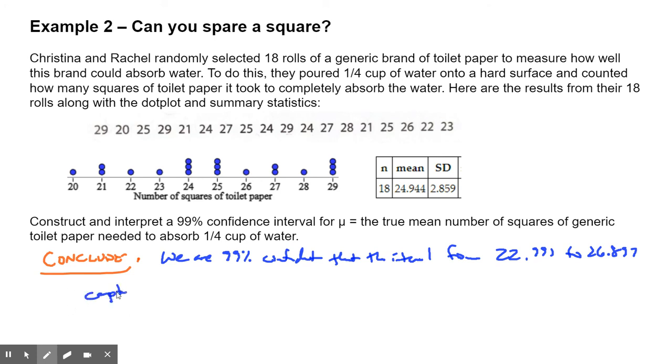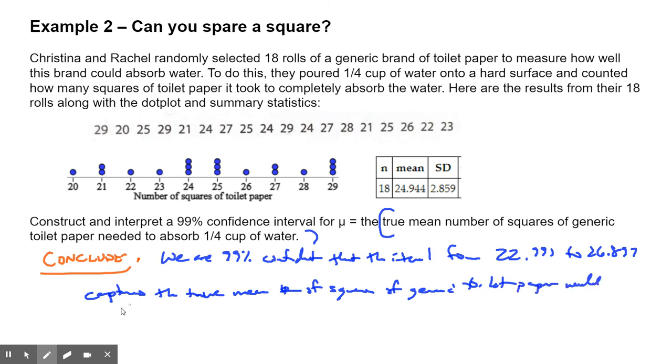Captures the true. And now again, this is where I just restate this. The true mean number of squares of generic toilet paper needed to absorb 1/4 cup of water. And again, hopefully you can copy and paste that from the state part, and you're good to go. Okay? Awesome. Great. So hopefully this makes this section go a little smoother. It builds on section 7.5, and you're good to go with the homework.